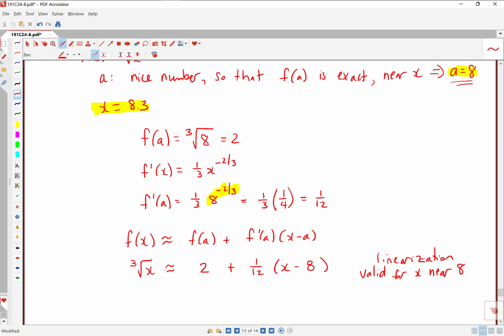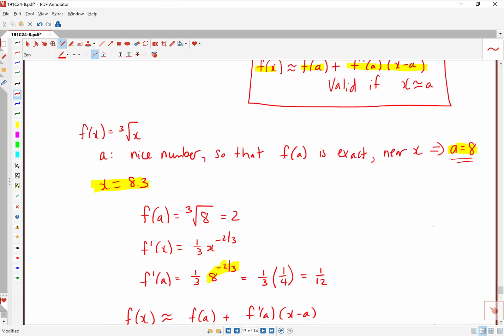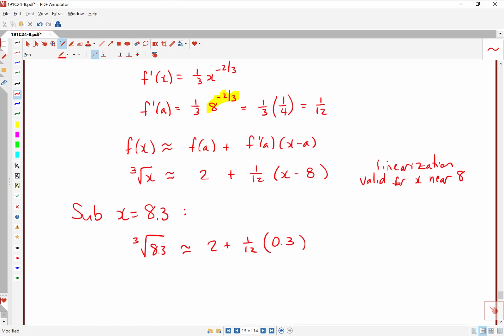Now let's scroll back and just see what the question was, because we're almost there, but not quite done. The question was to estimate the cube root of 8.3 using a linearization. So the final step is to sub in our messy number. Sub in x equals 8.3, and we get the cube root of 8.3 is approximately equal to 2 plus 1/12 of, in the brackets, 8.3 minus 8. So in other words, just 0.3. And then if you like, you can put that into your calculator and work out what the right side comes out to: 2.025. So that's our estimate.